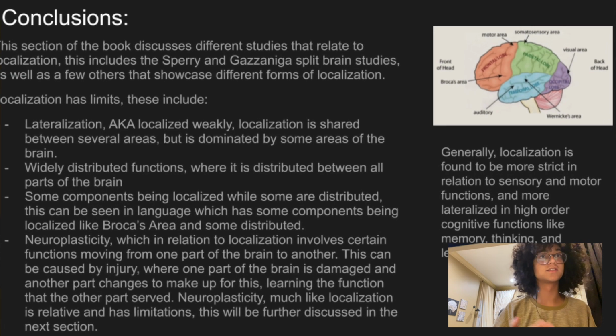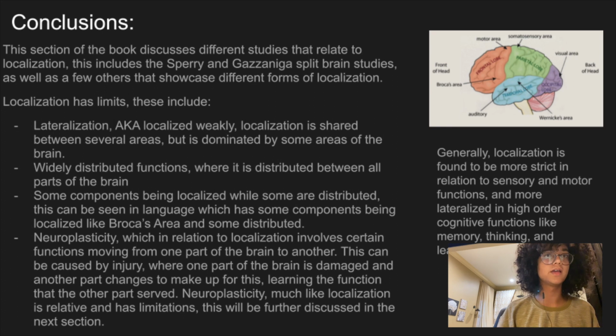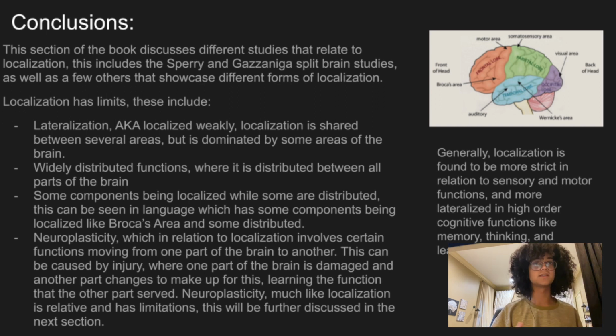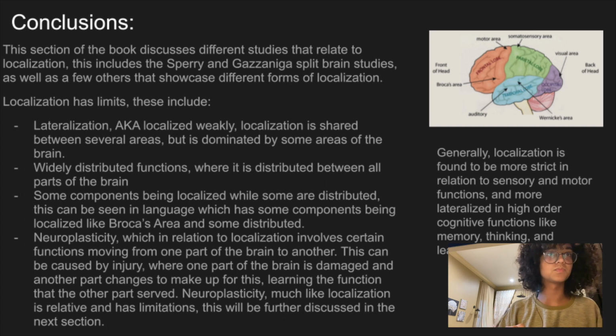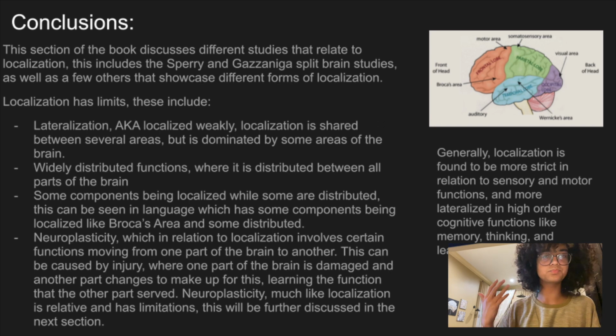The next section is conclusions. This picks back up on the localization and just discusses localization and some more case studies that support localization. It mentions the Sperry and Gazzaniga split brain studies, as well as other studies, and then it goes into depth about the limits of localization. The first being lateralization, otherwise known as localized functions that are localized weakly.